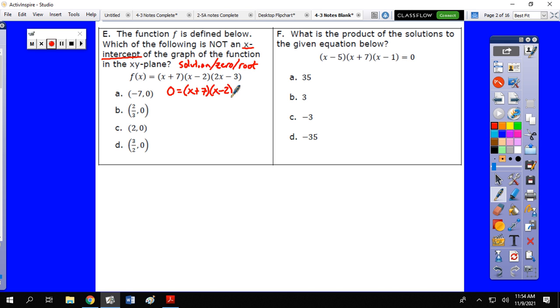So that would require the zero product property, because essentially we're setting x plus 7 times x minus 2 times 2x plus 3 equal to 0, which means we have 3 possible answers. x plus 7 equals 0, x minus 2 equals 0, or 2x minus 3 equals 0.